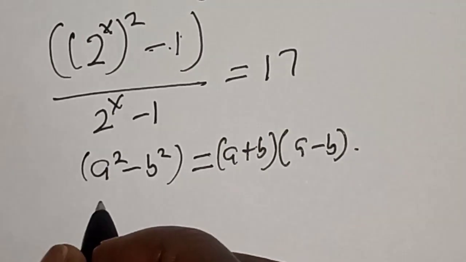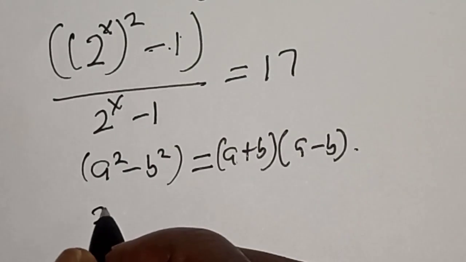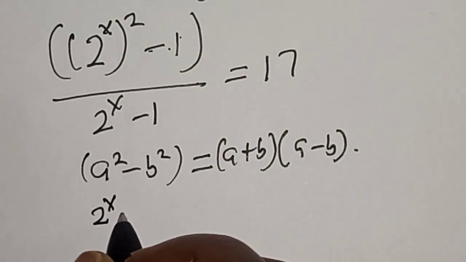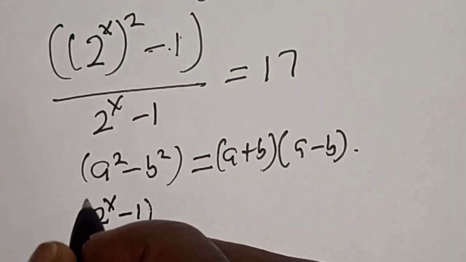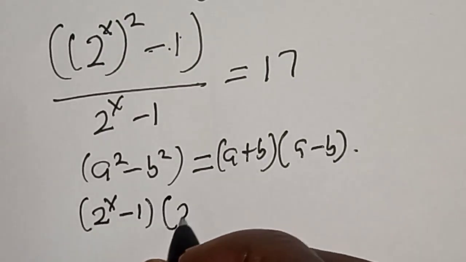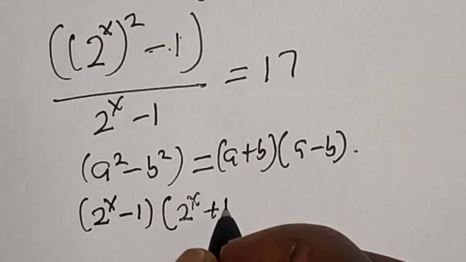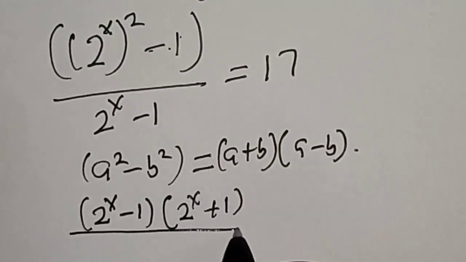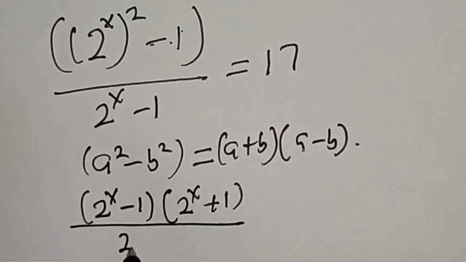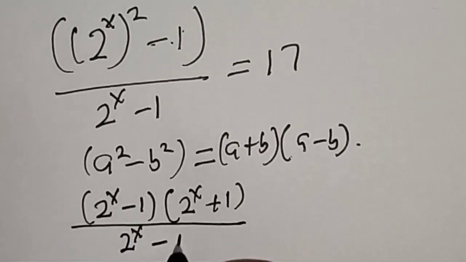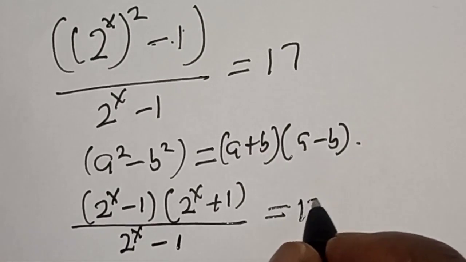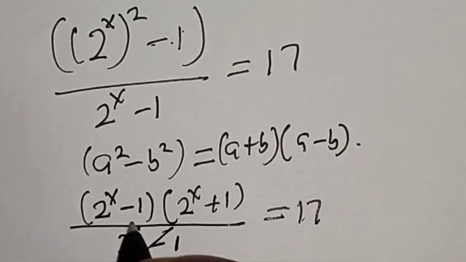Now we have the equation: 2 raised to power s minus 1, multiplied by 2 raised to power s plus 1, divided by 2 raised to power s minus 1, is equal to 17. This one will cancel this. 2 raised to power s plus 1 is equal to 17.